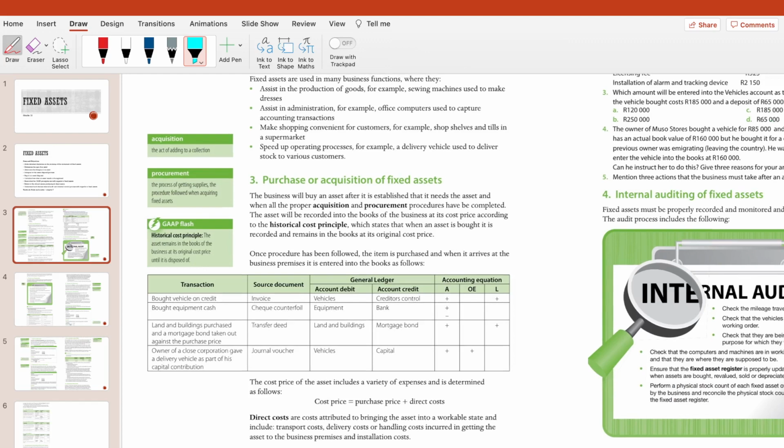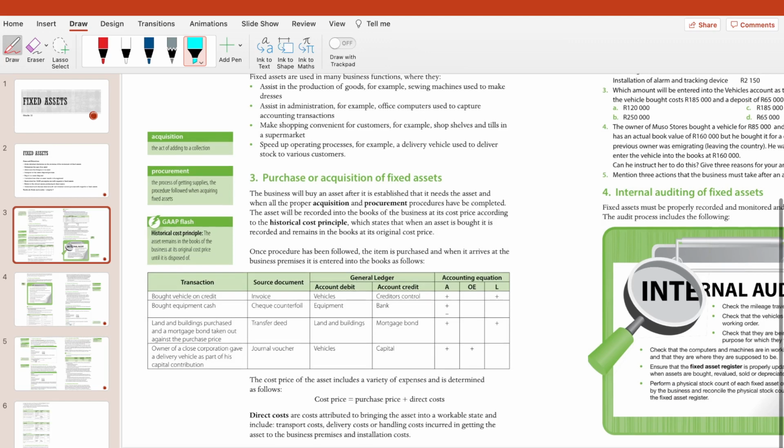So a business will buy an asset after it has established the need for the asset. There will be a proper acquisition as well as procurement process. Not anybody in a business can decide, oh, we need a printer and go and buy that. There will be a whole process to see, is it necessary, put in some quotations before anything is bought, as well as the procurement policies that need to be followed and completed. Once we have gone through the whole procedure, the item is bought, and when it arrives at the business premises, you have to enter it into the books as follows.